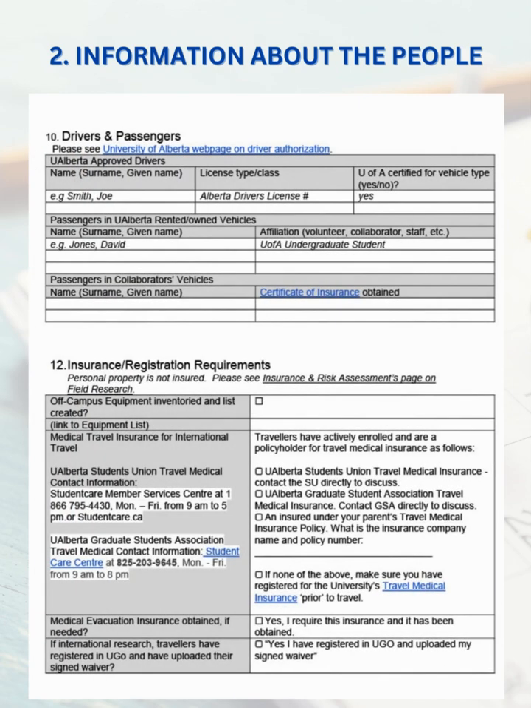Section 10. Drivers and passengers. This section indicates individuals who have received driver training and are U of A approved drivers, either in U of A vehicles or in rental vehicles. If U of A personnel are riding in collaborators' vehicles, you should list details of their vehicles and get a copy of their certificate of insurance. Section 12. Insurance registration requirements. This section is used to ensure that all field research participants are aware of any insurance gaps that may exist, particularly for international travel, and to ensure that they have registered for the appropriate travel medical insurance.